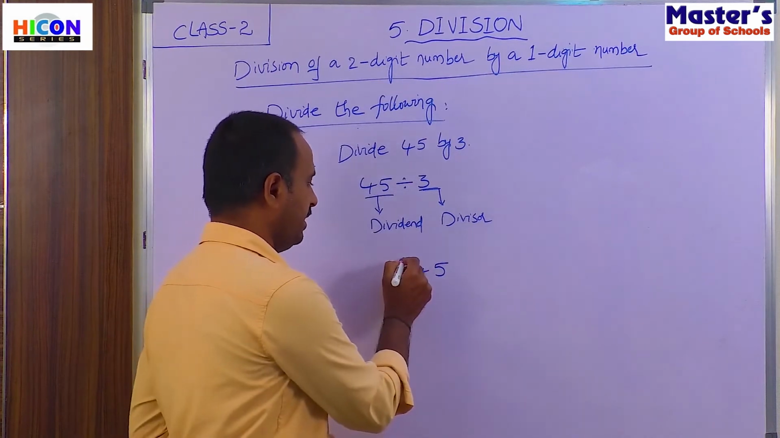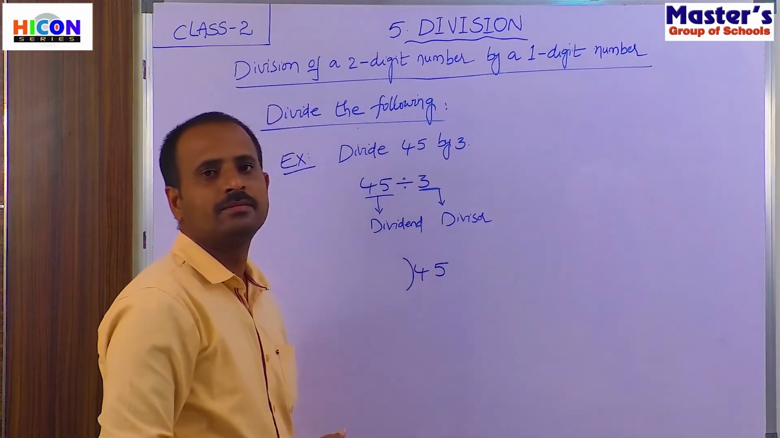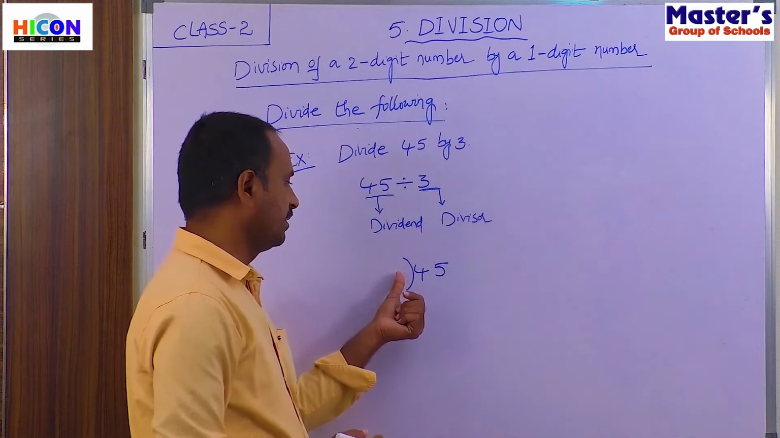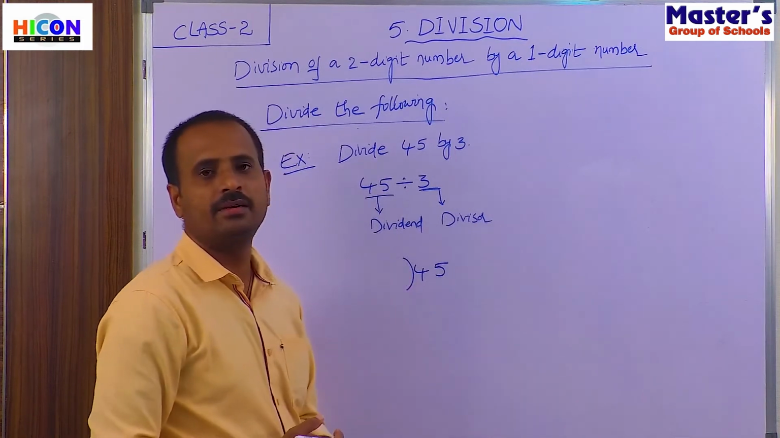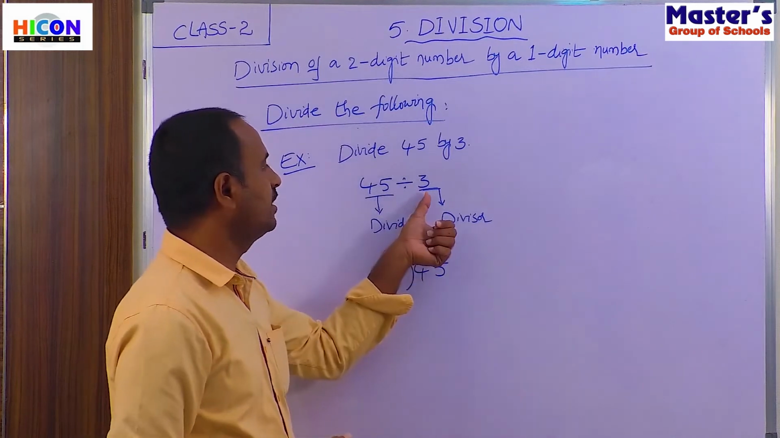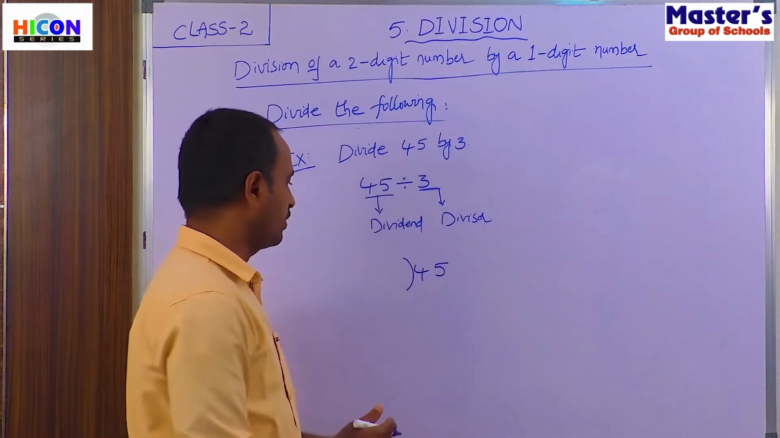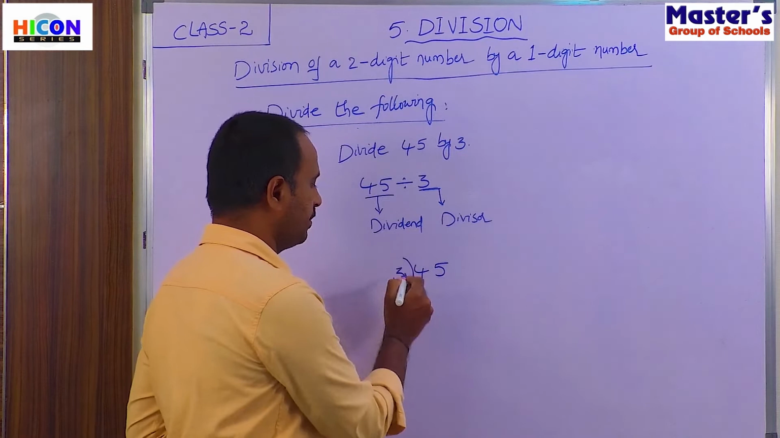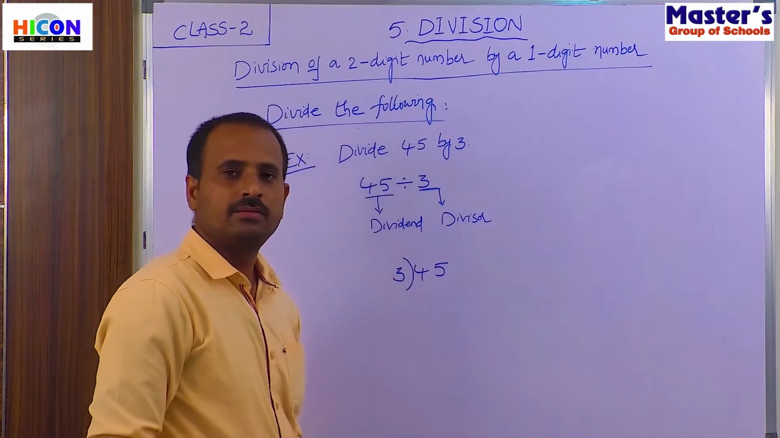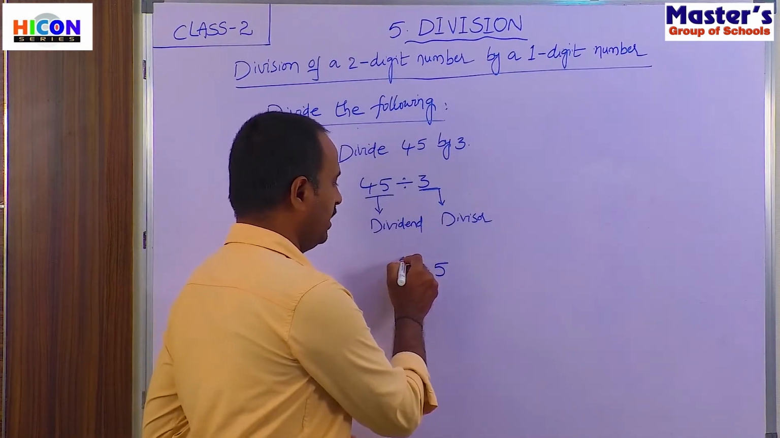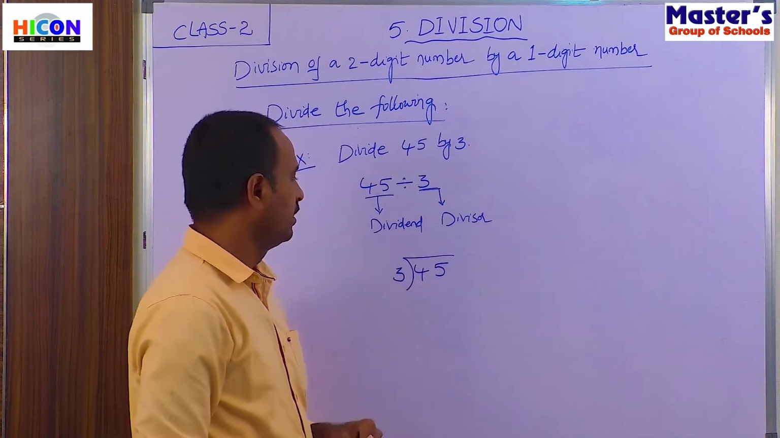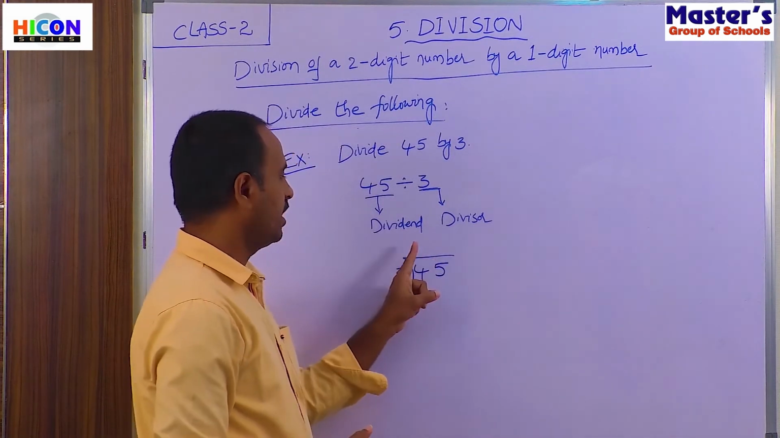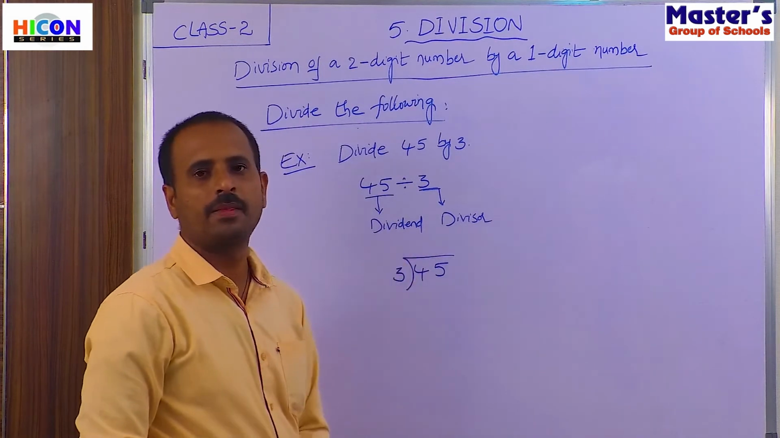And put a bracket at the left side of the dividend. And what do we have to write in the left bracket? We have to write the divisor in the left side bracket. What is the divisor here? 3 is the divisor. So write 3 in the left side bracket. Now draw a line above the dividend. And what do we have to write here? We have to write the quotient here.